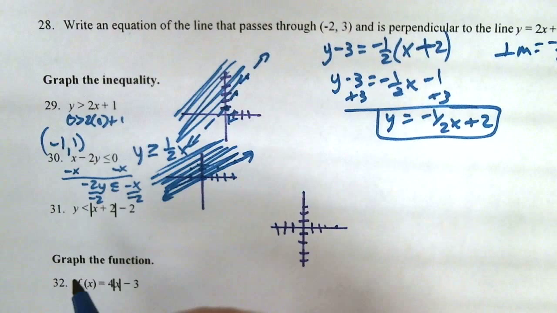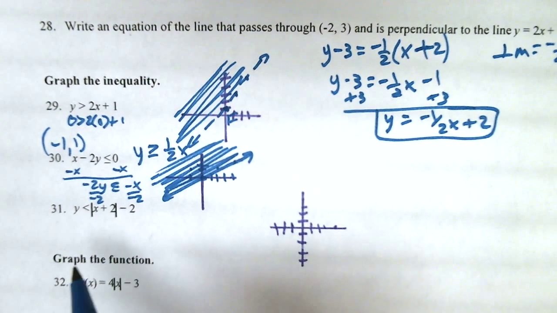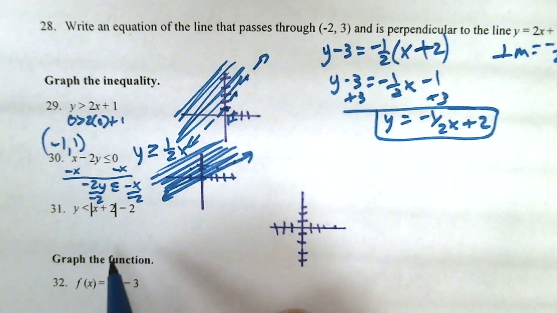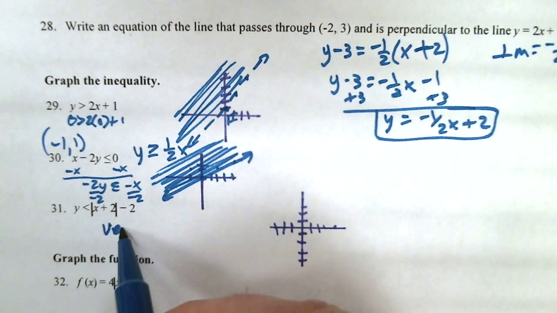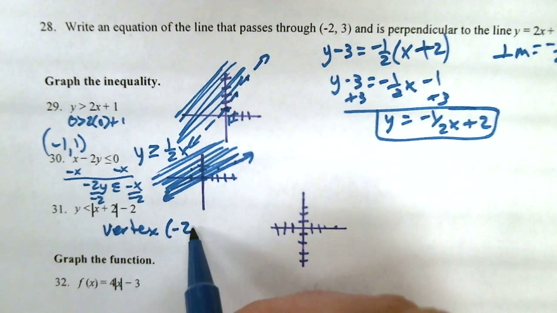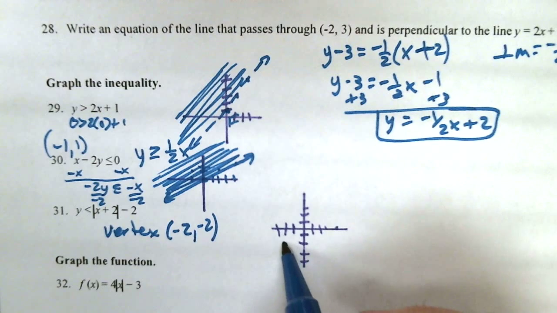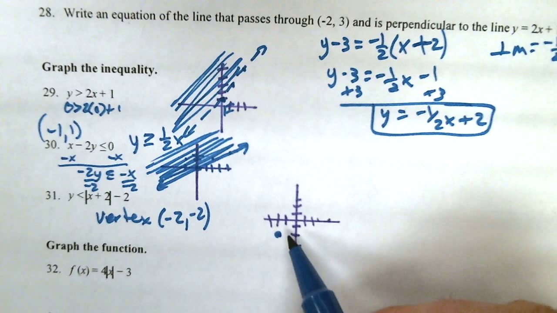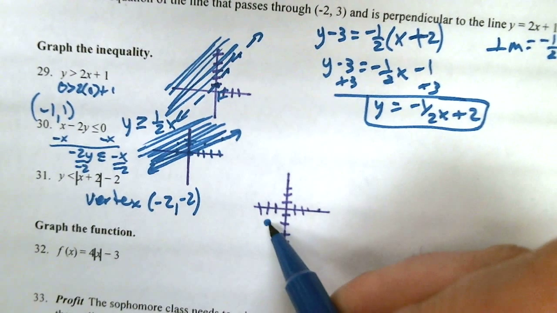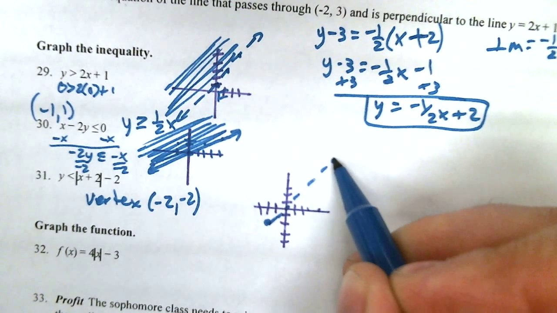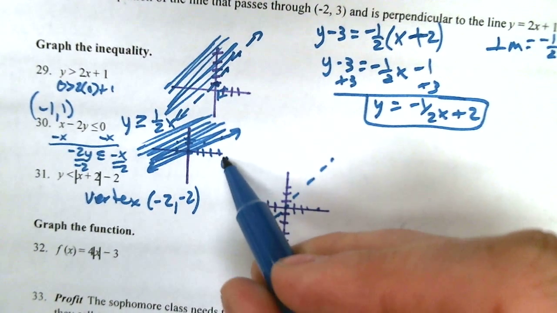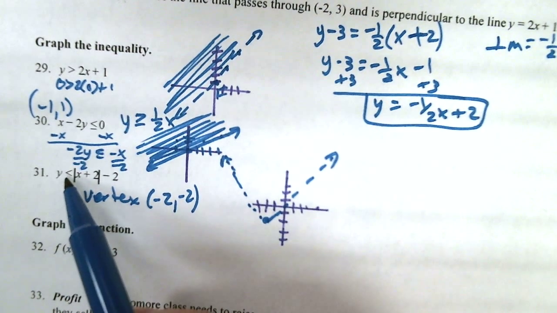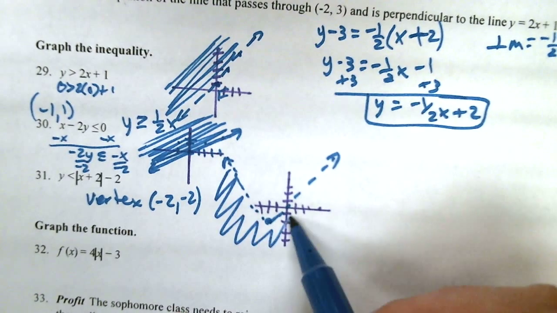Question 31. We have an absolute value. We know that the vertex of this absolute value is the opposite of the number inside the absolute value, so my vertex is at negative 2, negative 2. And my slope is 1 because there's no number in front of the absolute value, and it's going to be a dotted line. So I'm going to make my dotted line. And then for shading, we need to know which side to shade. Because it's less than, it will be on the bottom side of the line.